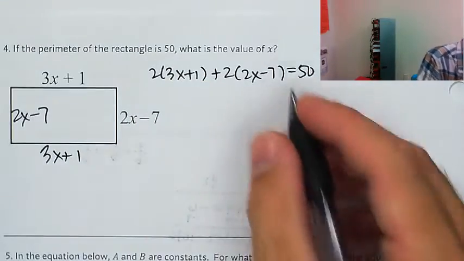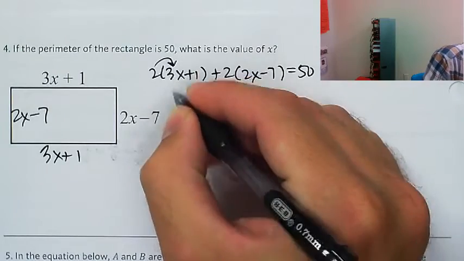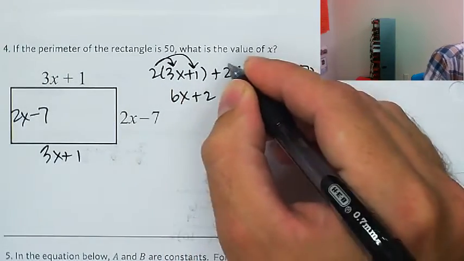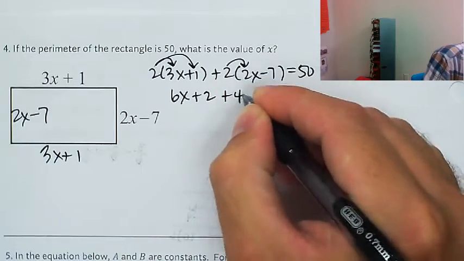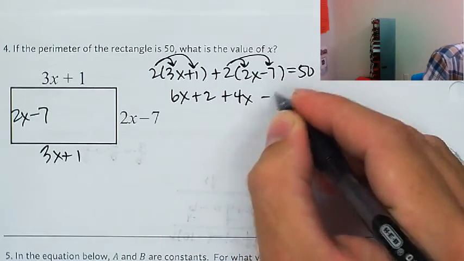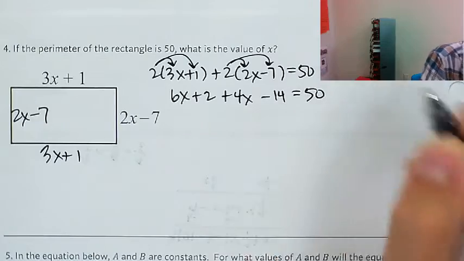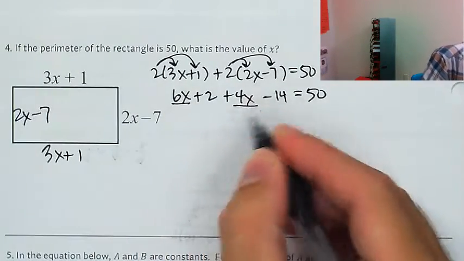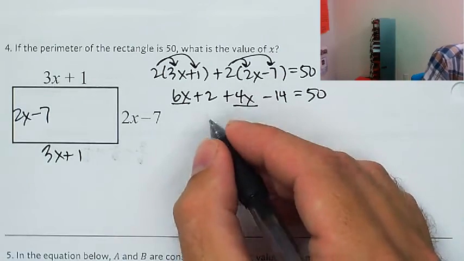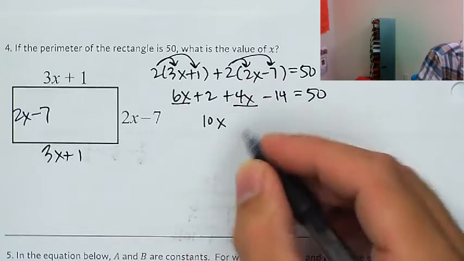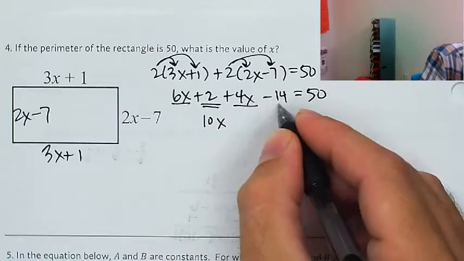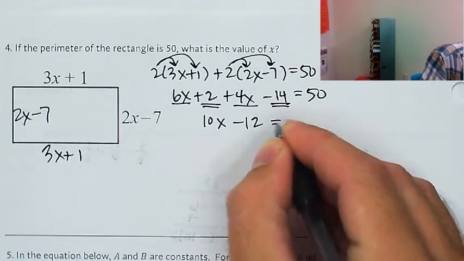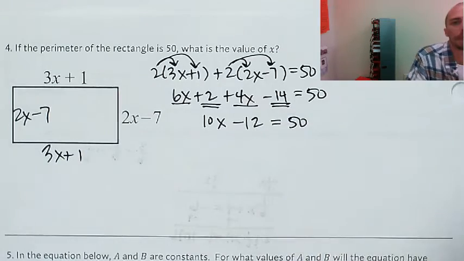And now I'm going to just try to solve this equation. So I've got 2 times 3x is going to be 6x. 2 times 1 is 2. Plus 4x minus 14 is equal to 50. And I'm going to need to combine like terms, right? I've got x's, 6x plus 4x, that's going to be 10x. And then numbers, I've got positive 2 and negative 14, that'll be minus 12. And that's going to be equal to 50.